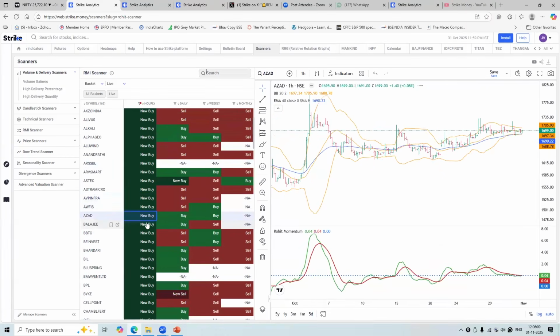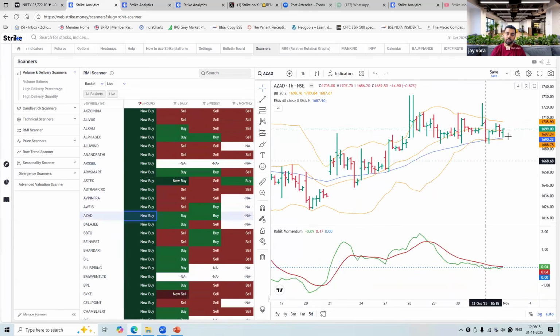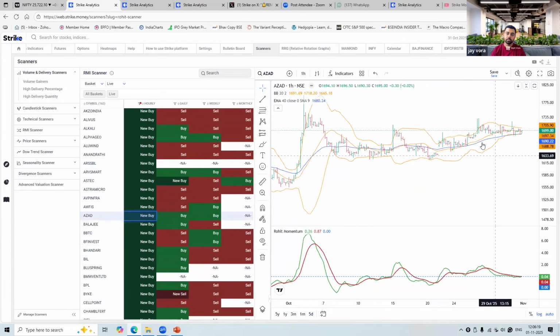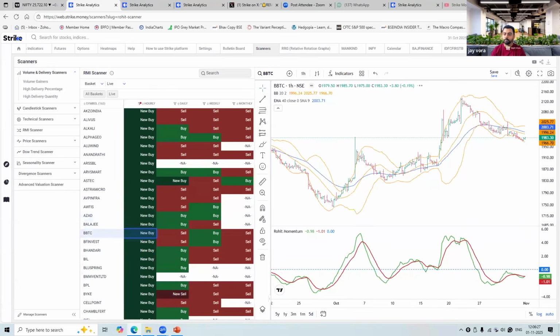Yeah, see this one also. Up move, consolidation. This consolidation is happening above the averages, right? Such kind of setups look interesting.